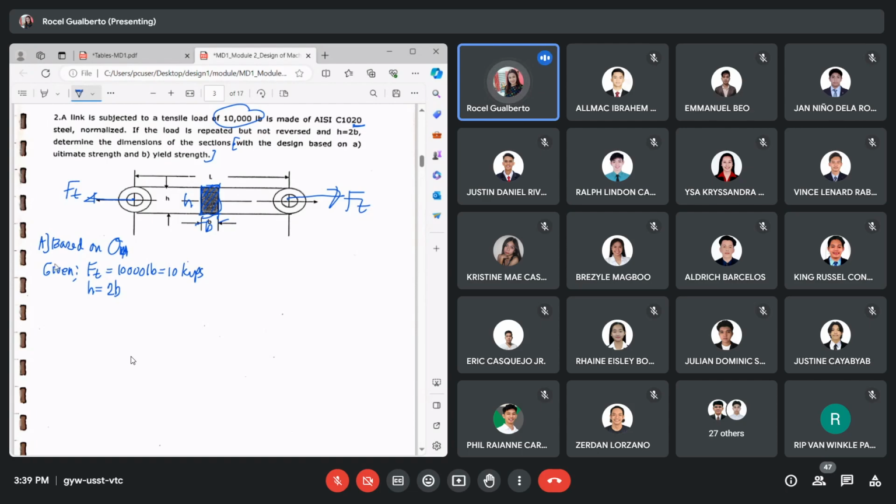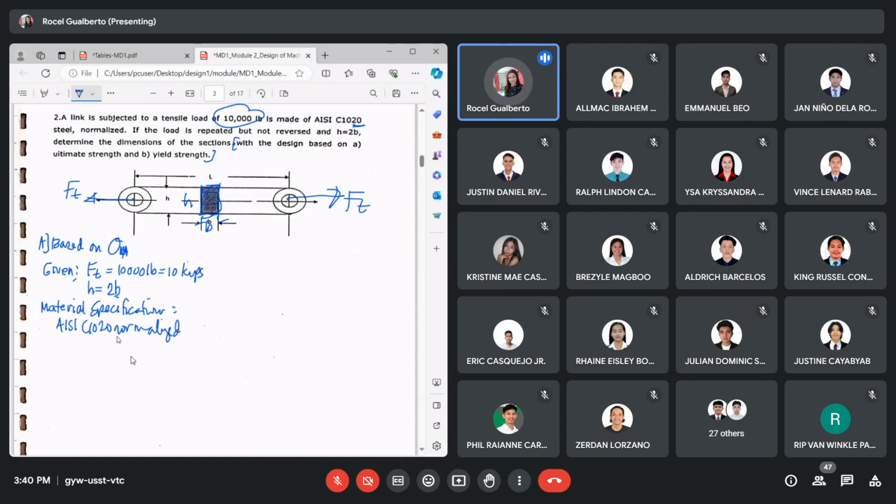Okay? And then, kasunod po nung given, i-follow na po natin yung procedures. So, ano yung una? Know the property of the material. Ibig sabihin po niyan, we are looking for the material specification. Okay, ano po yung material specification po natin? As to code, yun po ang uunahin. So, AISI C1020 normalized. Okay, so yan po yung code.